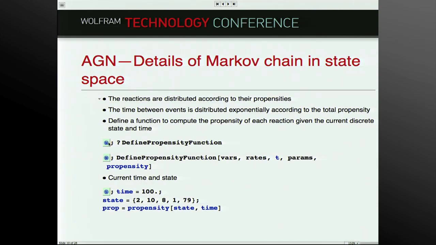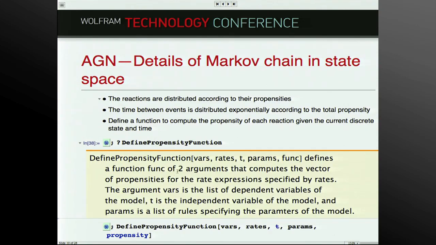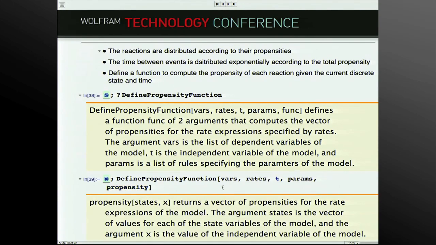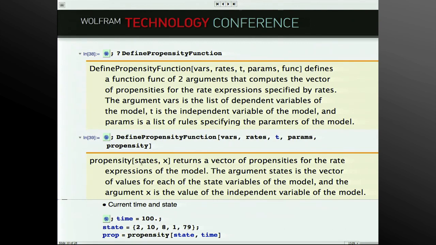Okay, so to get those propensities, we need a function to calculate that. And so we call this function here, define propensity function, that will let me define everything. This is the usage statement for it. It takes the variables, the rates, my time variable, my parameters, and the function that I want to use to call it, propensity, a name for it. So I'll call the function. This will define the function propensity for me. And one of the things that it does is it gives you the usage statement for the function it just defined, so you know how to use it.